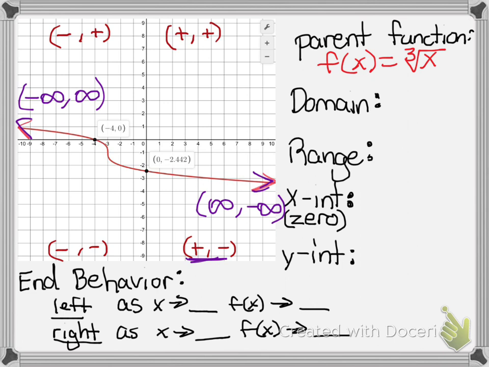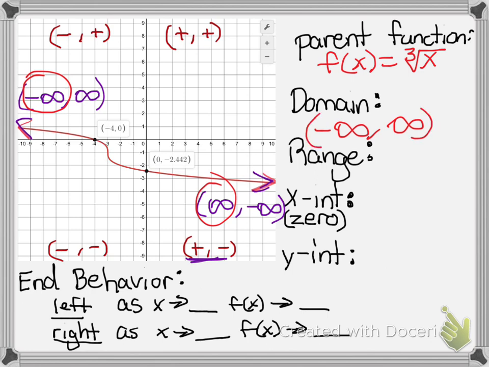Now, to find my domain, I am going to circle the x values in each ordered pair and ask myself, which one is the smallest x value and which one is the largest? The smallest one is negative infinity and the largest one is positive infinity. So my domain will be from negative infinity to positive infinity. In other words, all real numbers.